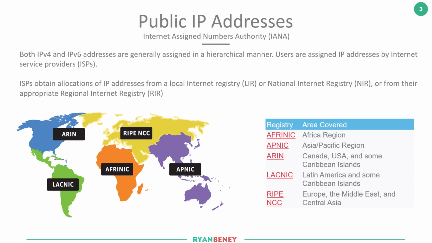So for example, me in Europe, in the United Kingdom, I would go to RIPE, and I would request some IPs directly from RIPE if I wanted to have my own IP range. Like I said previously, that gives you the ability to advertise it to multiple ISPs.